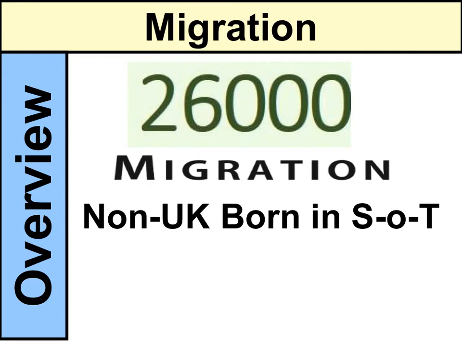We're now looking at migration. Migration is simply the movement of people from one place to another. At any one time, it's thought there are about 26,000 people in Stoke-on-Trent who are what's called non-UK born. They might have been born in a different place, whether that be the EU or wider afield.